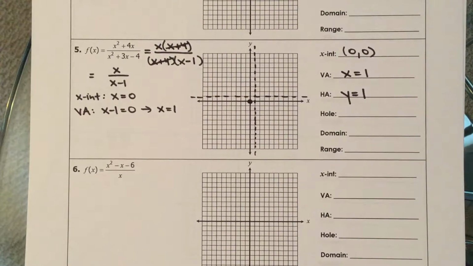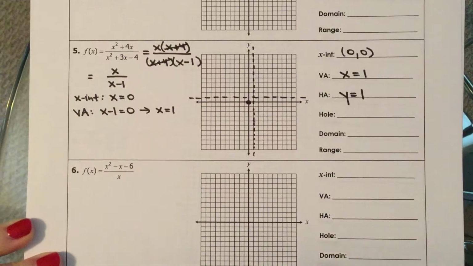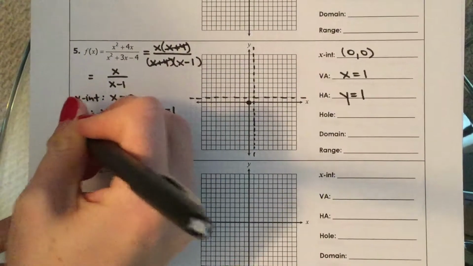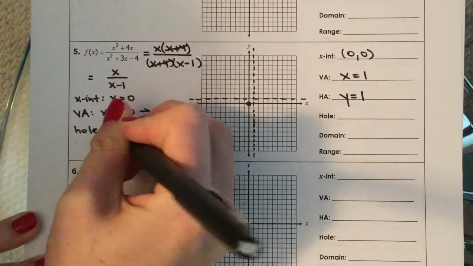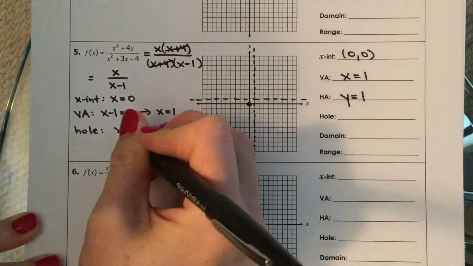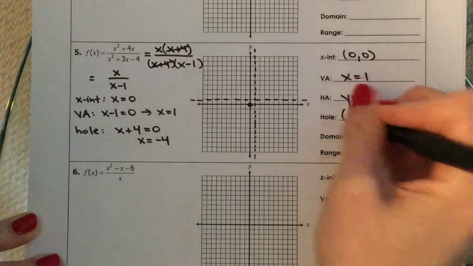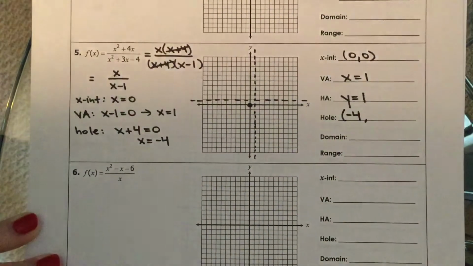Next, last step is our hole. So the hole is a little bit tricky too if you have one. This only applies if you had something that cancels out here. So for the x coordinate, you set the common factor equal to 0. So the common factor is x plus 4. You set that equal to 0. So when I subtract 4 from both sides, I get negative 4. So that turns into the x coordinate for the hole.